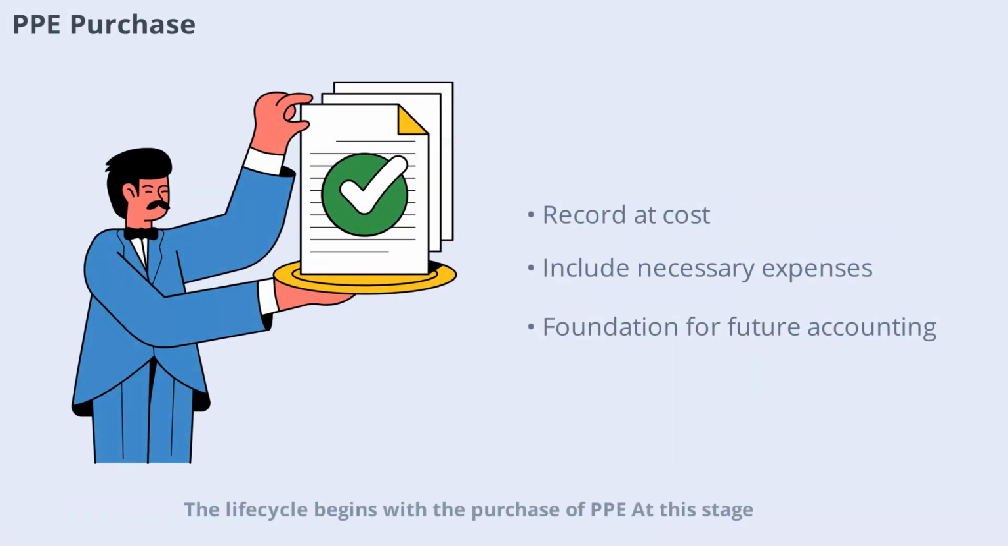The lifecycle begins with the purchase of PPE. At this stage, the asset is recorded at cost, including all expenses necessary to bring it to working condition. This initial recognition sets the foundation for subsequent accounting, including depreciation and eventual derecognition.